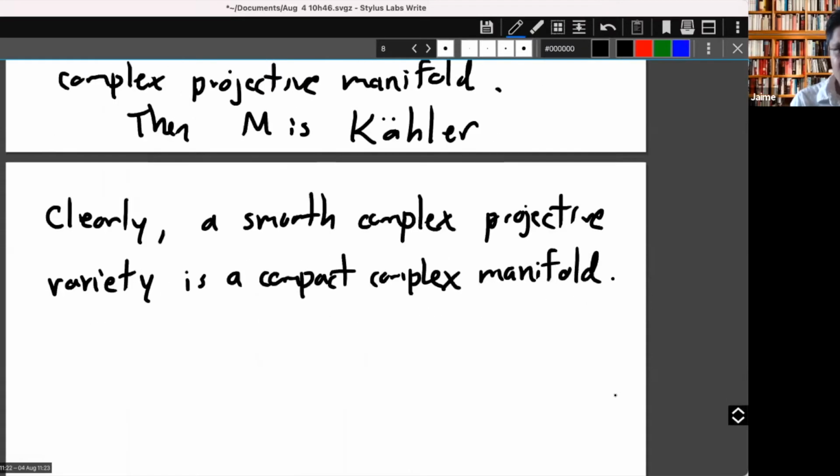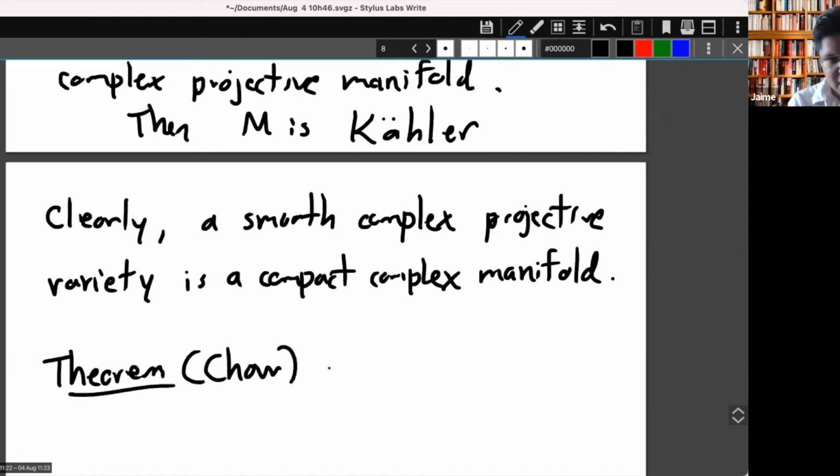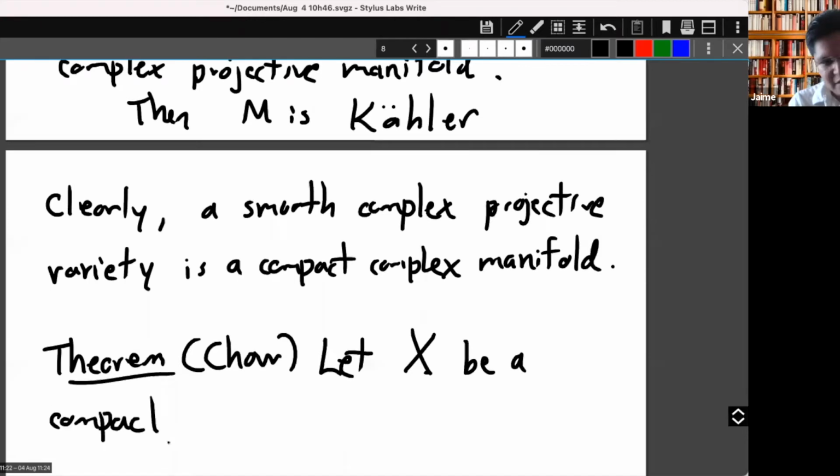But what about the other way? Why do you start with a compact complex manifold? When does it have a structure of an algebraic variety? Well, the answer is given by a famous theorem by Chow. Chow's theorem is actually more general than the thing I'm going to say, but this is an easy consequence of Chow's theorem. But let's put it this way. Let's just start with, I'm going to use X now because I'm trying to say that it's a variety. So let X be a compact complex manifold.